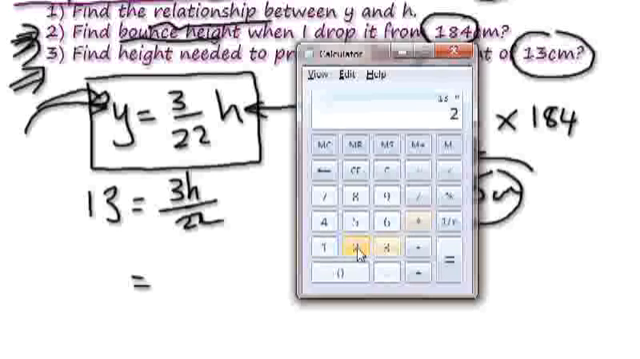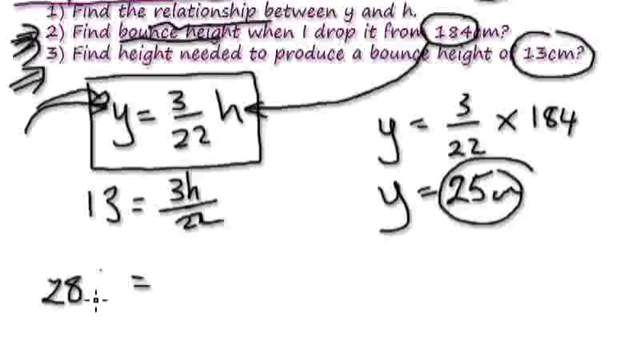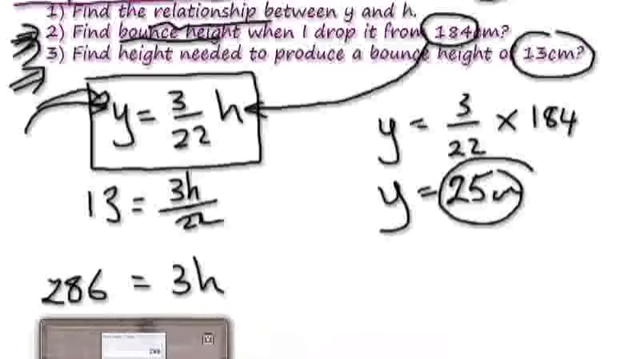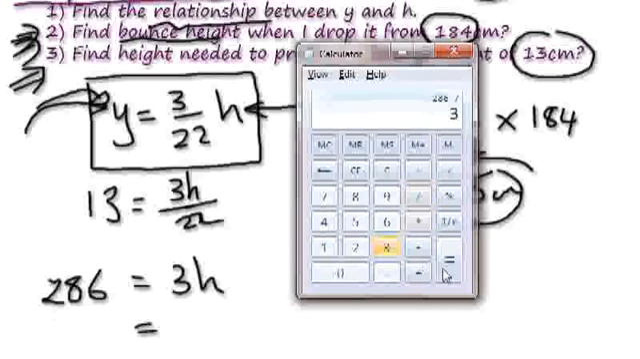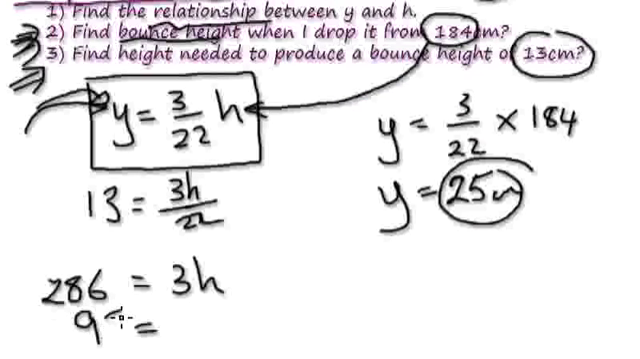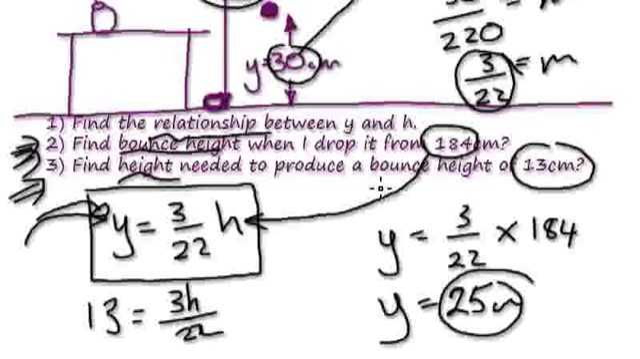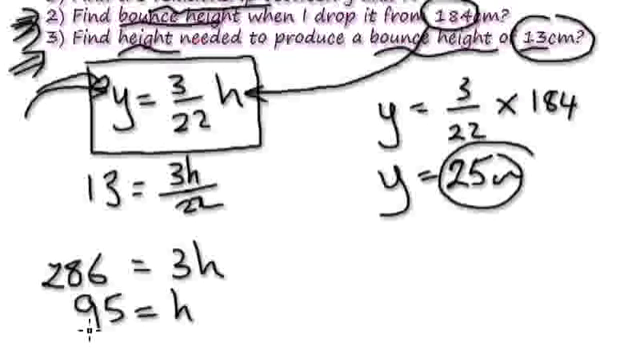13 times 22 equals this, equals 286, so 286 equals 3h. Now divide both sides by 3. So calculator, divide this by 3 equals this. Let's just round off to 95. Okay, 95. So h would be 95. So to answer question 3 here, find the height needed to produce a bounce height of 13 centimeters. Then I'm going to need a height of 95 centimeters. Okay.